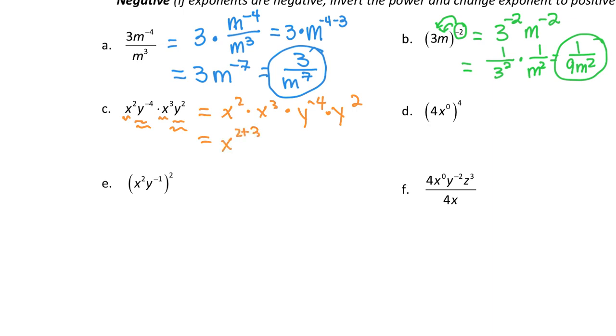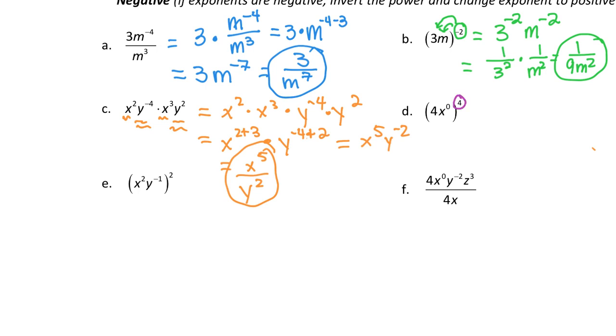So x raised to the 2 plus 3, y to the negative 4 plus 2. Putting that all back together, I'm going to get x to the 5th power, y to the negative 2. Since I'm not allowed to leave any answers with negative exponents, I'd have x to the 5th, the y moves to the denominator squared, and I am done. I'm going pretty quickly. I want to get all these examples in.